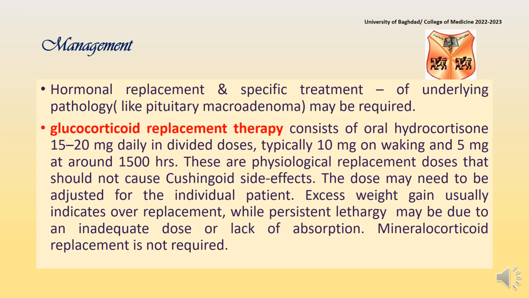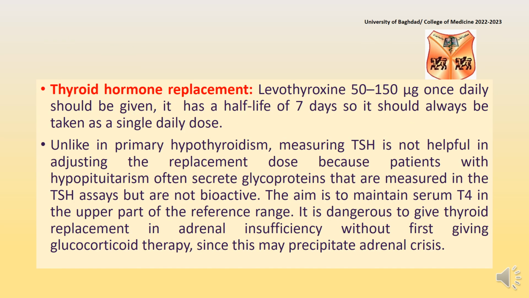Excess weight gain indicates over-replacement, while persistent lethargy may be due to inadequate doses or lack of absorption. Mineralocorticoid replacement is not required, as in the case of primary adrenal disease. Thyroid hormone replacement: levothyroxine 100 to 150 microgram once daily should be given. It has a half-life of 7 days, so it should always be taken as a single daily dose.